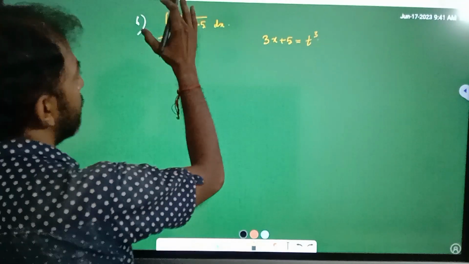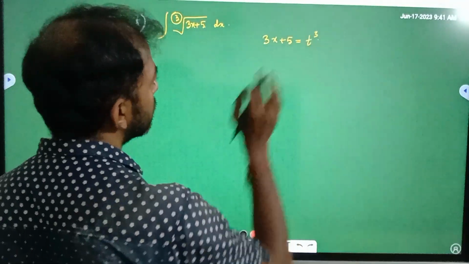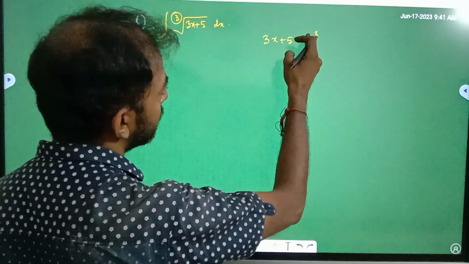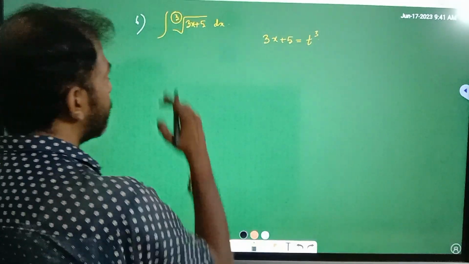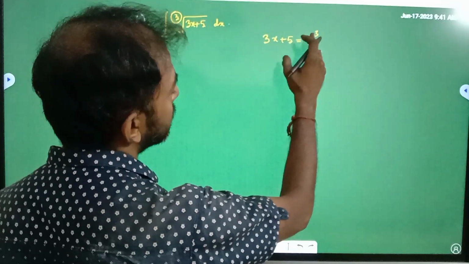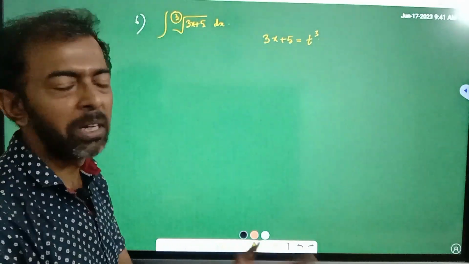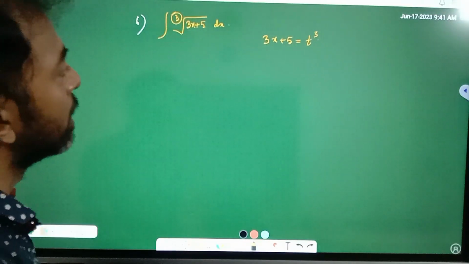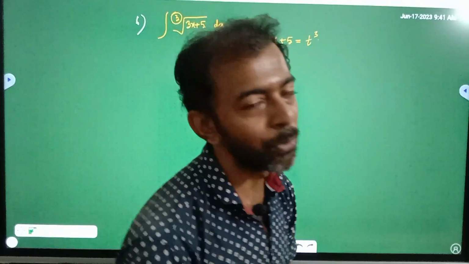As per the root given here, we need to consider this one. If a fourth root is given, we consider it equal to t power 4. If a fifth root is given, we consider it equal to t power 5. Very simple procedure. So here a cube root is given, so we consider 3x plus 5 equal to t cube.